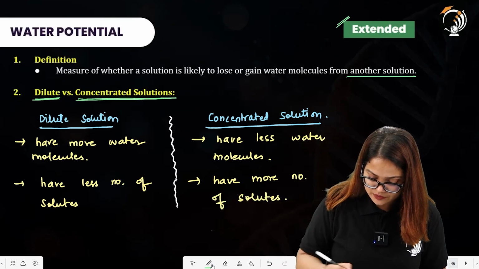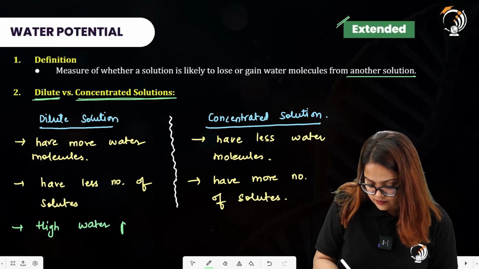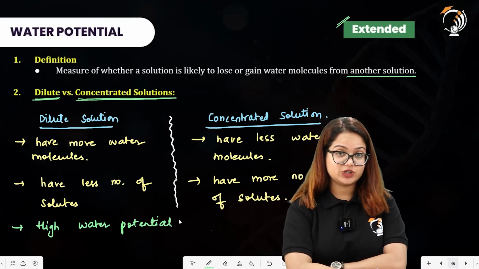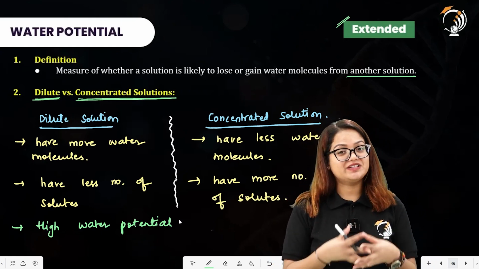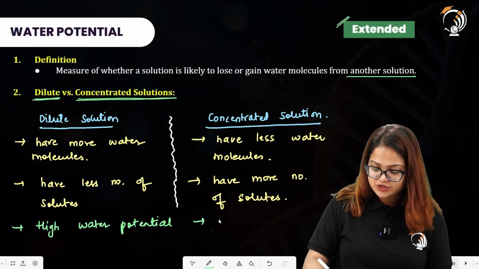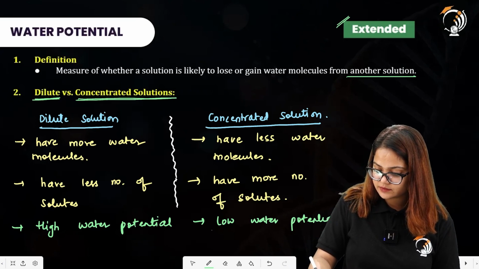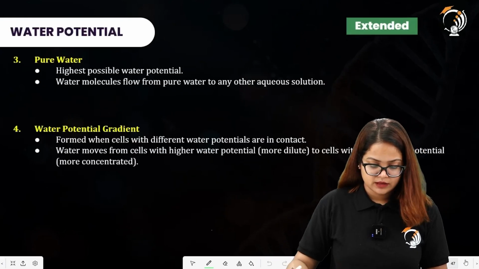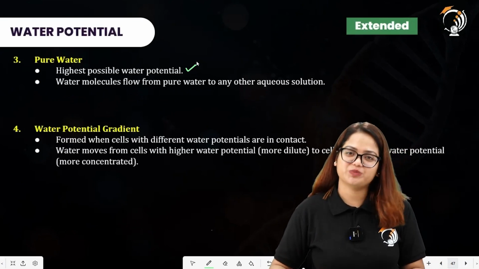All right, I hope this is clear to you all, and I am writing this statement as well here. So, the dilute solution has high water potential. And what are the solutions that generally have high water potential, or you can say maximum water potential? We have pure water, fresh water, distilled water that has high water potential. All right. And on the other hand, the concentrated solution has low water potential. All right. Then the pure water has the highest possible water potential since it has a maximum number of water molecules in it.